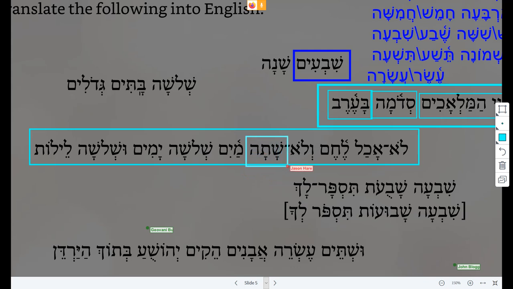This is a verb, meaning he drank, and this is a verb I think we've had, meaning he ate. Let's see the rest of them. Do you know night, Laila? Probably not. Okay, so Laila is night, and Leilot are nights.